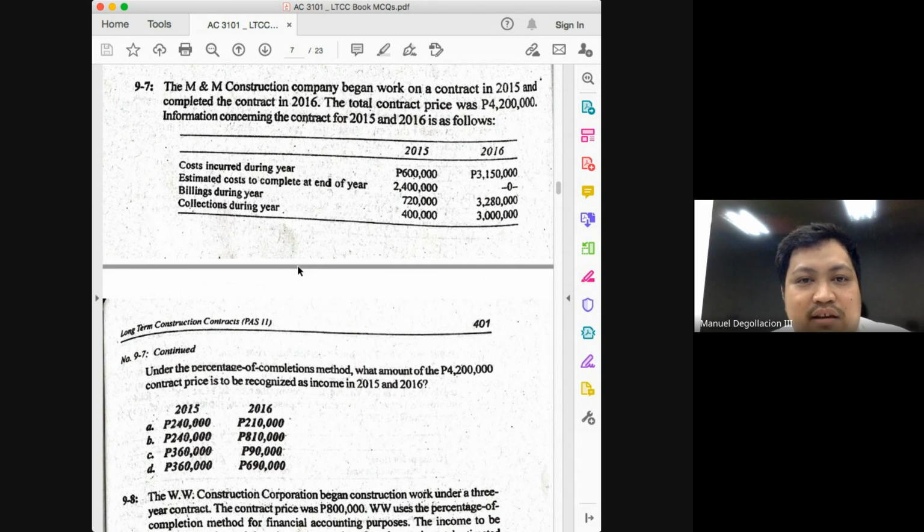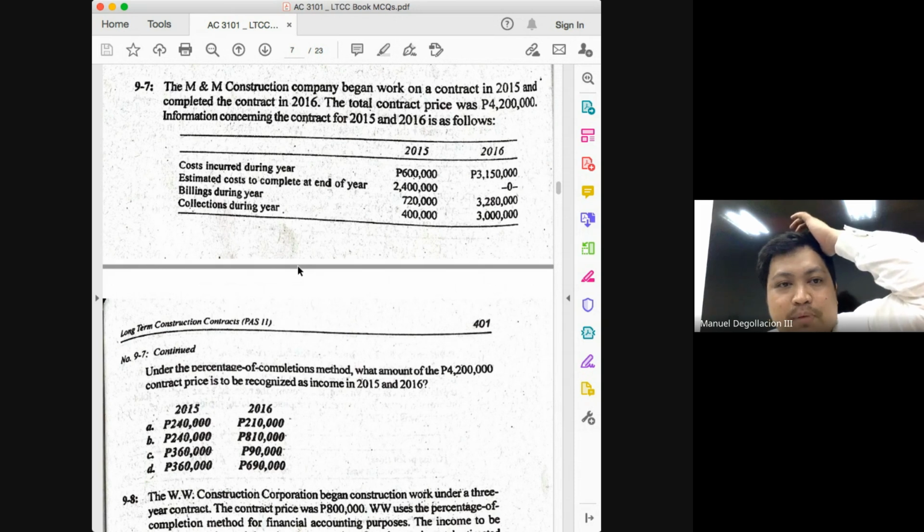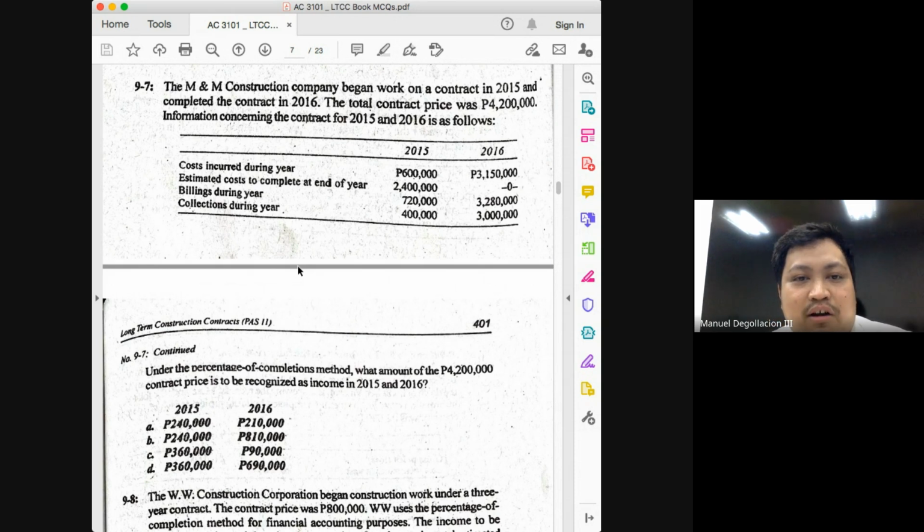Contract price given? Yes, almost always. Next, cost at completion given? No. Can it be solved? Yes. How do you solve for cost at completion? Cost incurred to date plus cost to complete. How much have we incurred so far? 600,000. Is our cost incurred to date in 2015 600,000? Yes. But why is it called cost incurred during the year? If it's the first year, class, the cost incurred for the year is also your cost incurred to date.